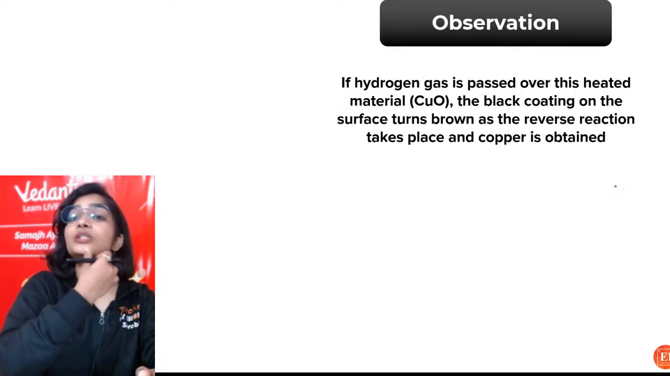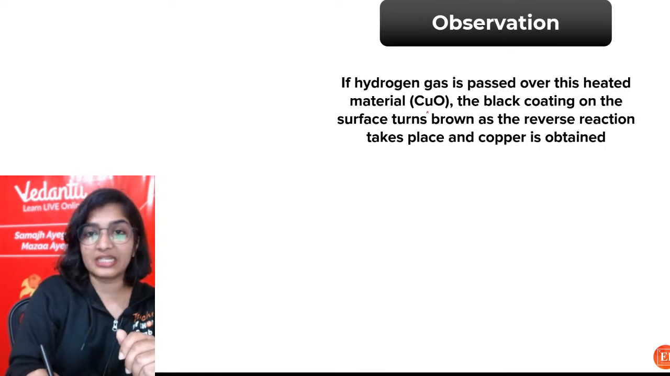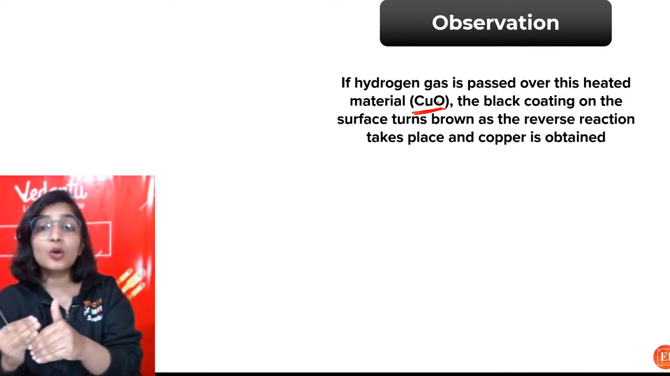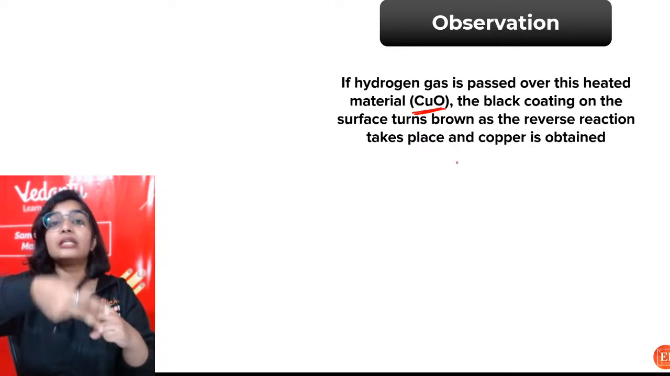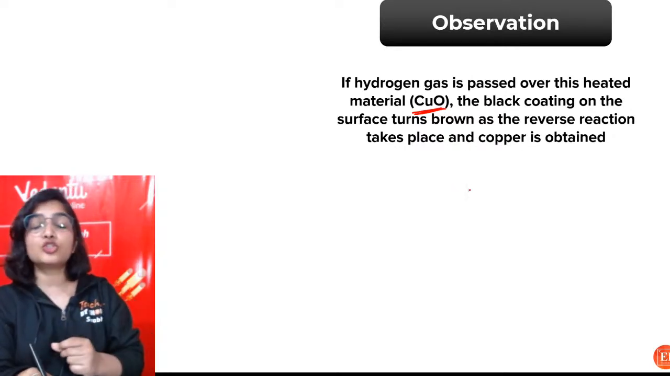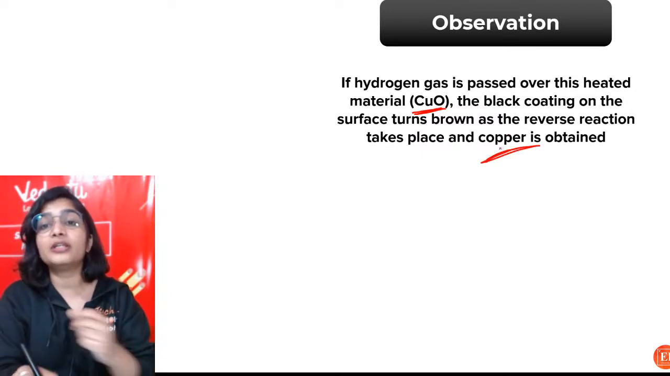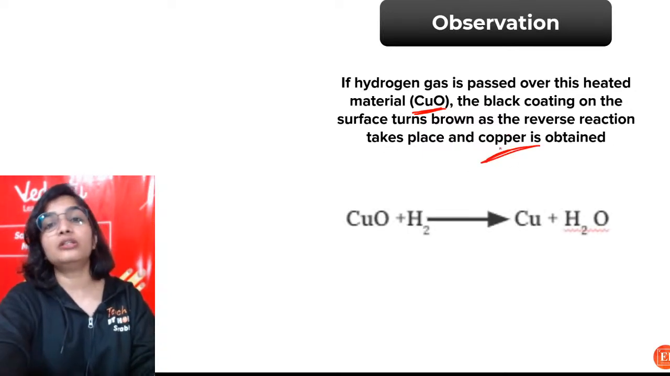So if hydrogen is passed over this heated material, that is CuO, the black coating, it turns brown. That is, a reverse reaction is taking place. CuO plus H2, you are getting back the copper, which is a reduction reaction.